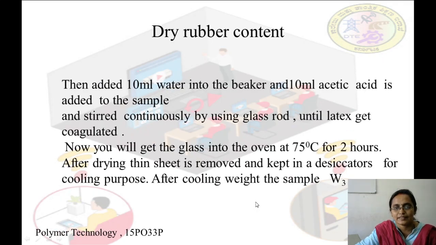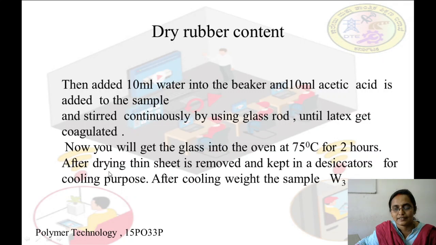We are adding 10 ml of water into the beaker in which latex is taken, and 10 ml of acetic acid is added to the sample. It is stirred continuously using a glass rod until the latex gets coagulated. Now we put the watch glass with the rubber sample into the oven. We will be heating the oven at 75 degrees Celsius for 2 hours.